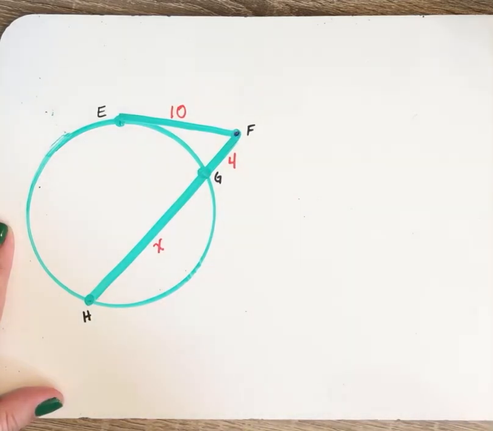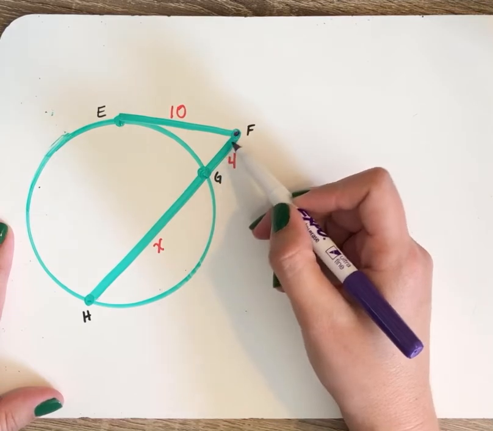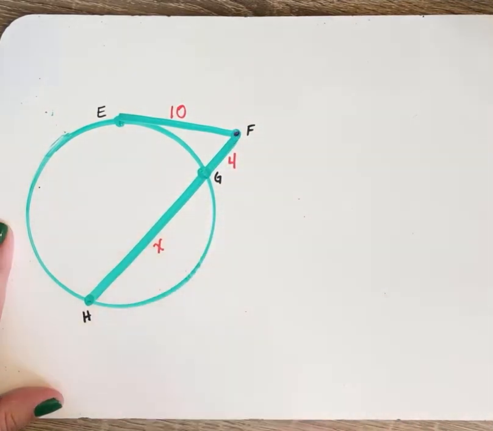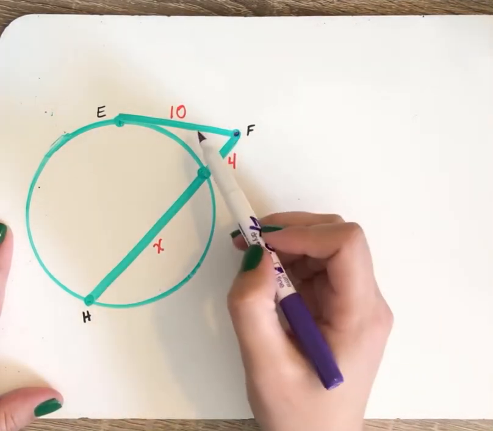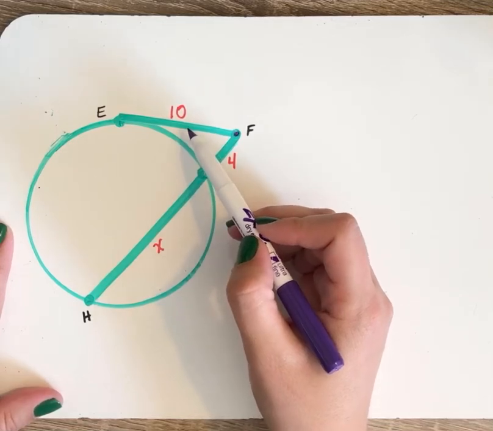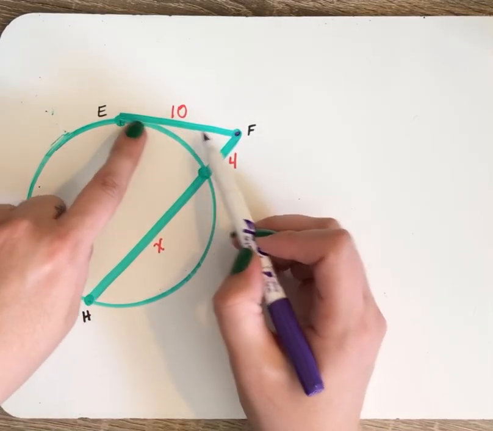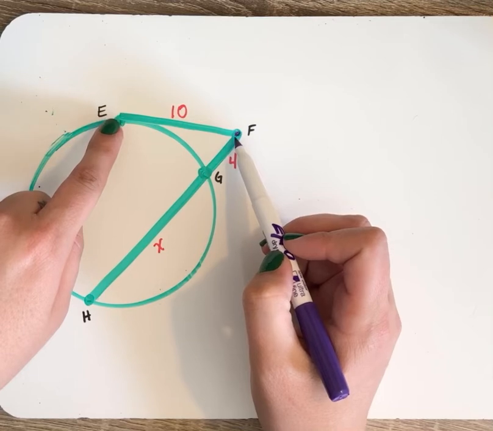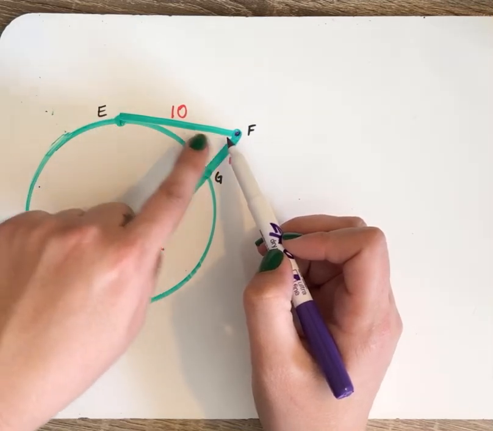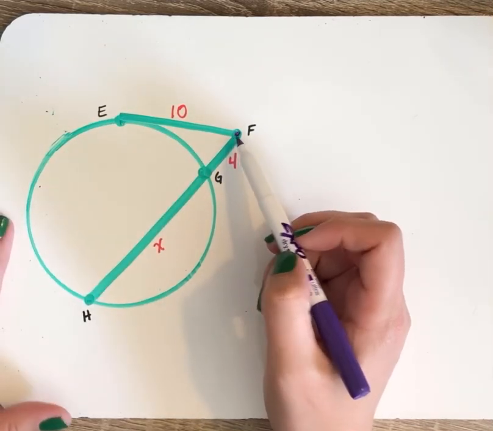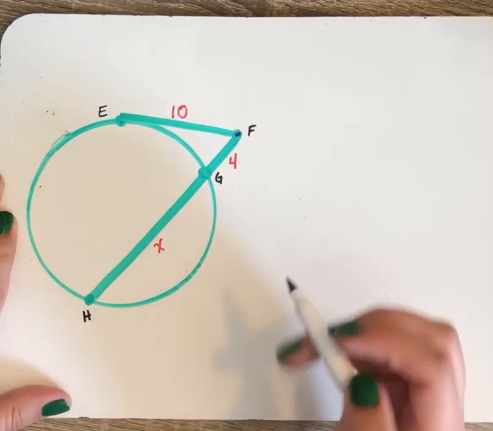So the idea for this formula or rule is the same, that we're taking the outer portion times the entire portion of the segment. However, for a tangent, those two things are equal to each other. The portion of the segment outside the circle is EF, which is also the entire segment. So the way we would set this up, very similar.